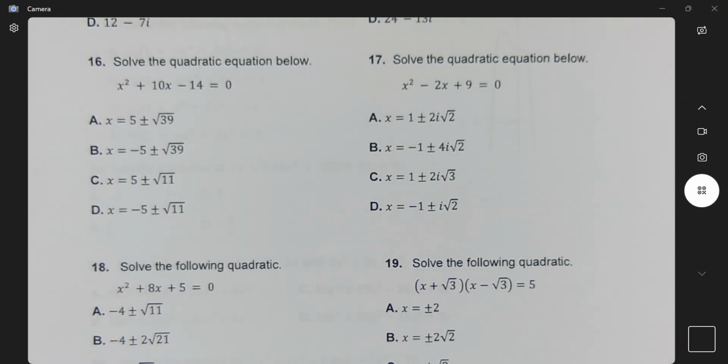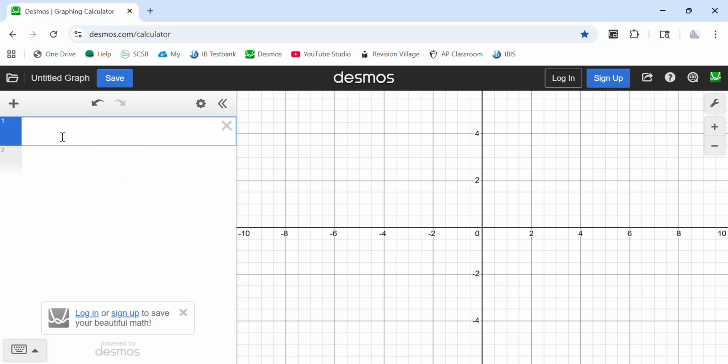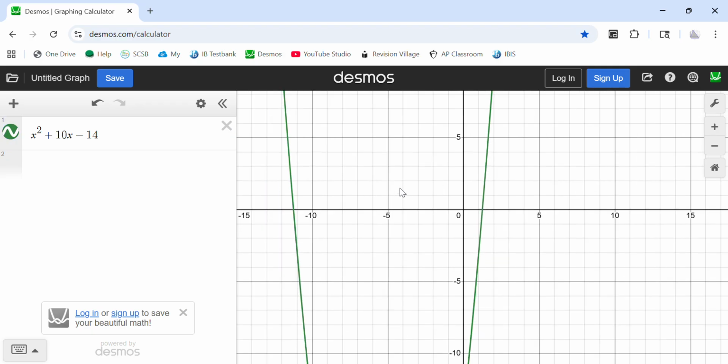We have x squared plus 10x minus 14. Let's go to Desmos and let's type that. We've got x, that exponent button was the shift key, and then 6, it takes you up to the exponent position. Squared, hit the right arrow to get down. All right, now we have plus 10x minus 14. And I'm going to zoom out a little bit. There we go.